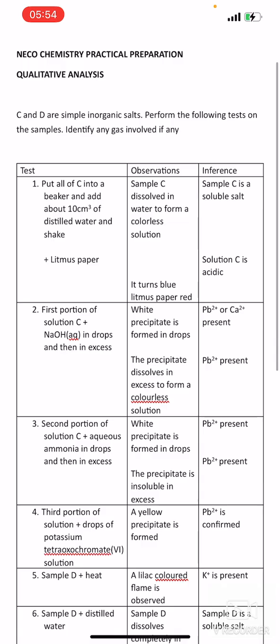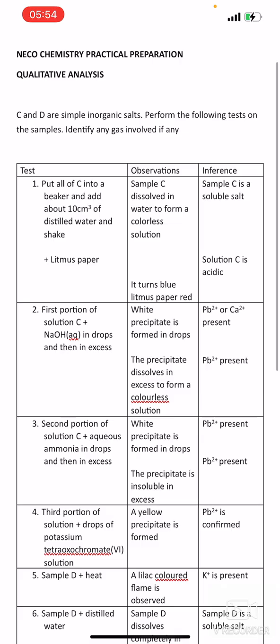Now let's look at number 2. First portion of solution C, add sodium hydroxide solution in drops and in excess. A white precipitate is formed in drops, which shows whether lead(II) ion is present or calcium ion is present. But when you now add it in excess, the precipitate dissolves to form a colorless solution. It actually signifies the presence of lead ion. Assuming that it's calcium, calcium will not dissolve in excess, but lead will dissolve in excess.